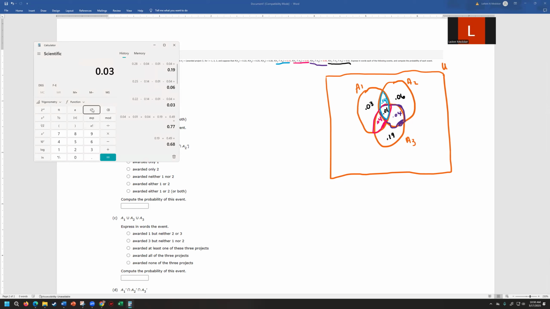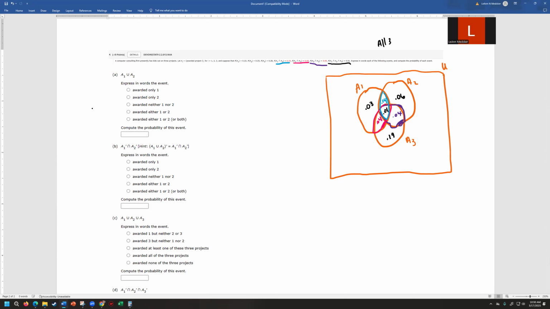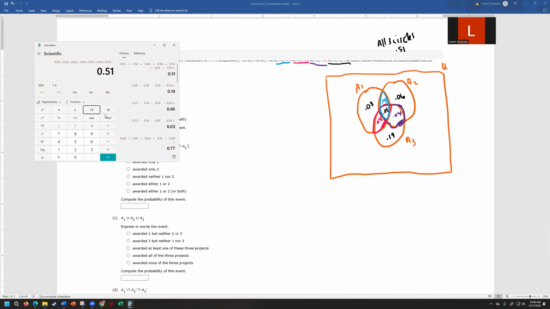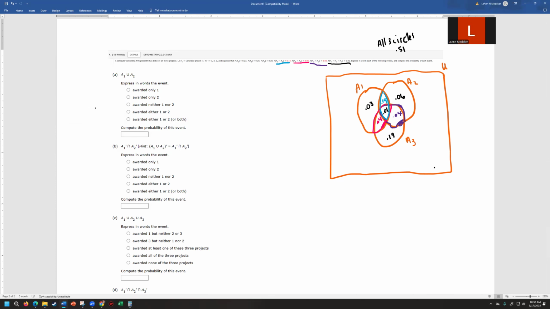So 0.03 plus 0.14 plus 0.06 plus 0.04 plus 0.01 plus 0.04 plus 0.19. All three circles added up to a total of 0.51. So I'm just writing that as a note for myself. Okay, so we're going to do 1 minus 0.51. That's 0.49. So there's a 49% chance that none of them got awarded bids.